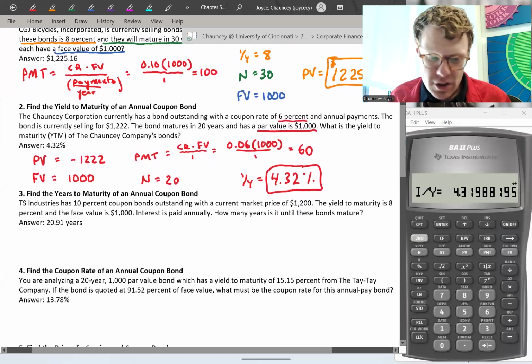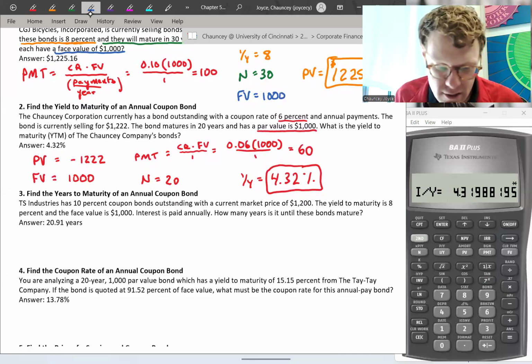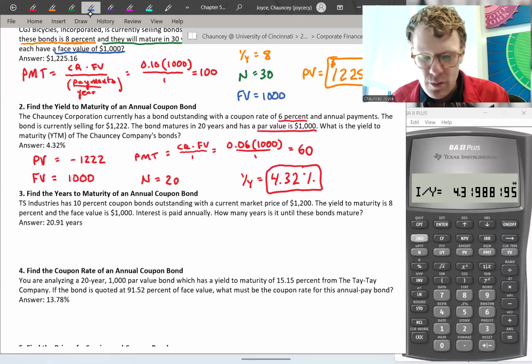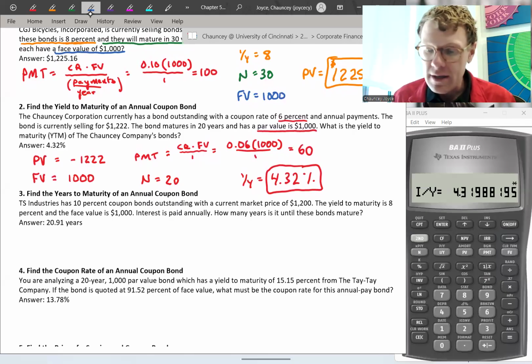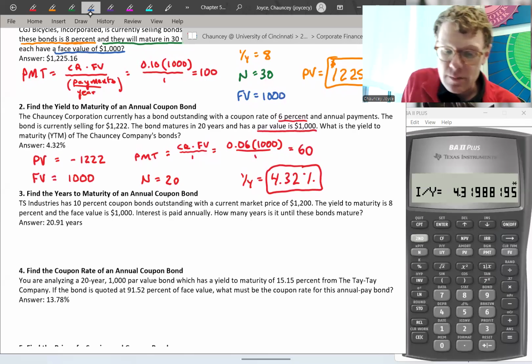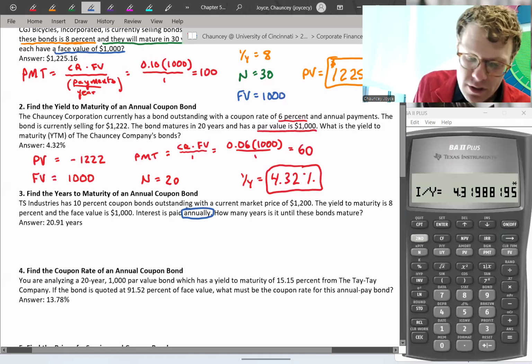Find the years to maturity of an annual coupon bond. TS, Taylor Swift Industries, has a 10% coupon bond outstanding with a current market price of $1,200. Yield to maturity is 8%. Face value is 1,000. Interest is paid annually. That's key. How many years until these bonds mature?